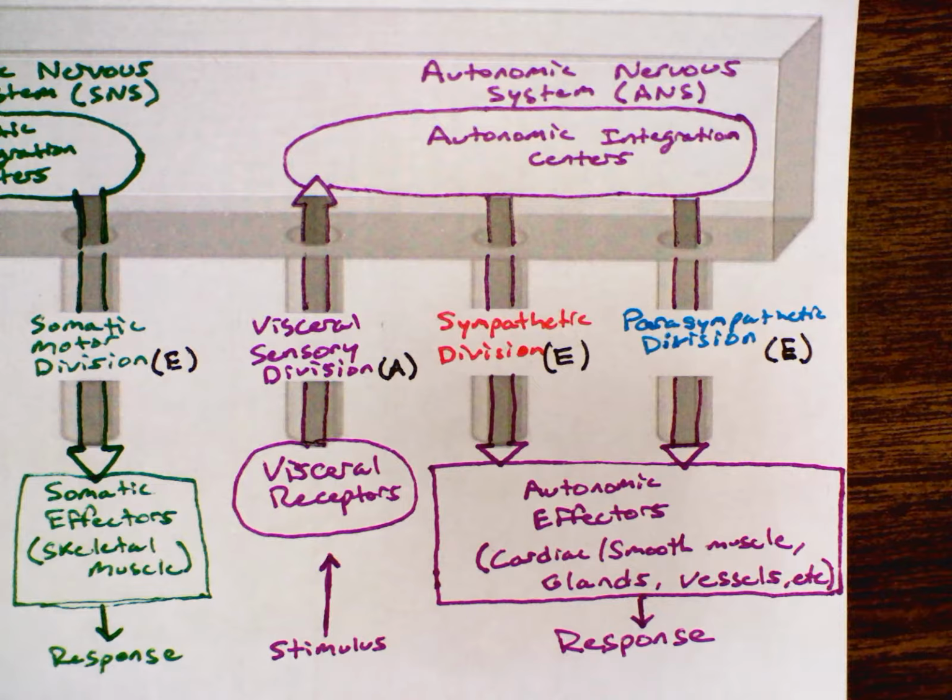Is it coming back into a skeletal muscle through the somatic motor division? Is it coming back through the sympathetic division for a fight or flight response? Or is it coming back through a parasympathetic division to bring everything back to ground state? Okay. So always be thinking of this from stimulus to response in a reflex arc.